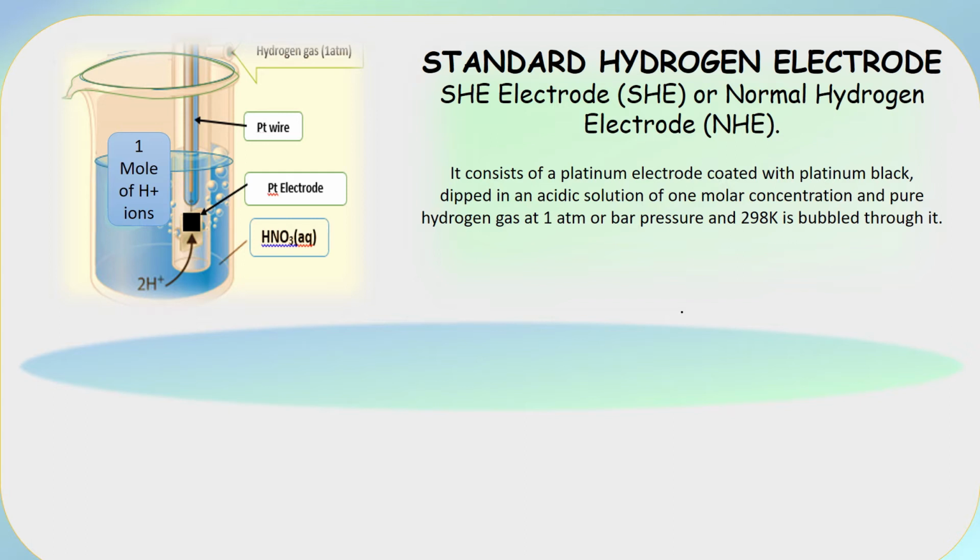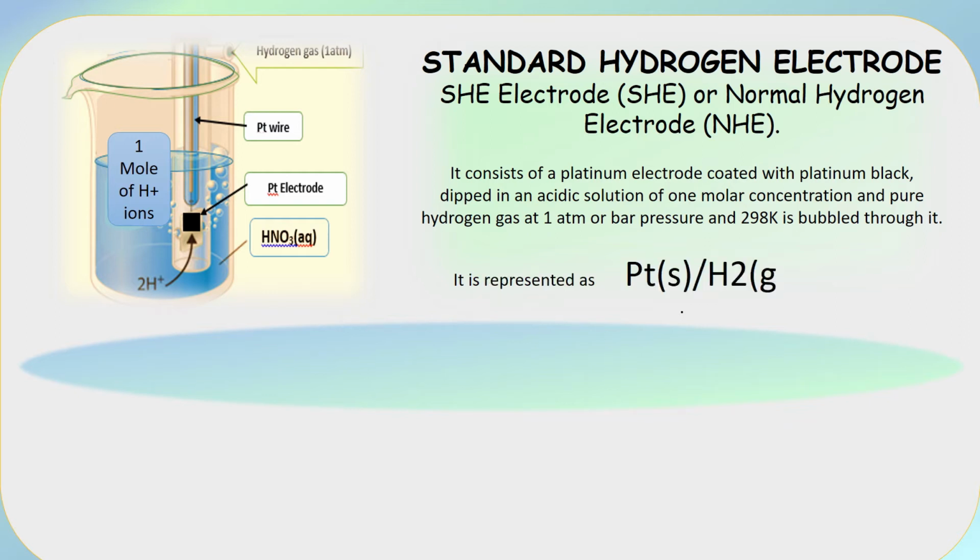Now you might be wondering why a platinum electrode is used for this experiment. That is because platinum is a relatively inert metal. It does not undergo oxidation. Apart from that, platinum has the capability to absorb hydrogen. So all these factors make platinum the ideal metal to conduct this experiment.